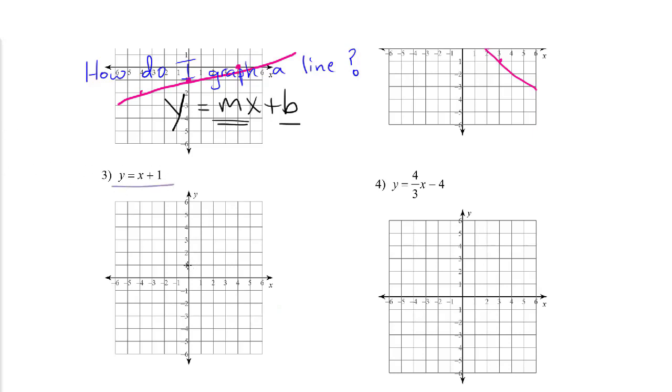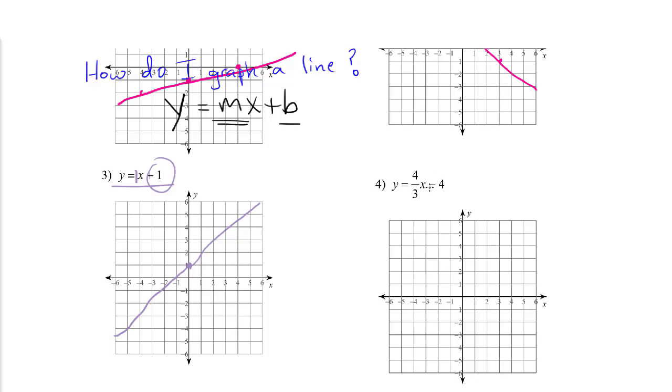That's going to have a y-intercept at plus 1, and it's going to be a slope of plus 1. Again, the 1 coefficient is not shown, so this is going to go up 1 for every 1 it goes over. It's going to look like that approximately.